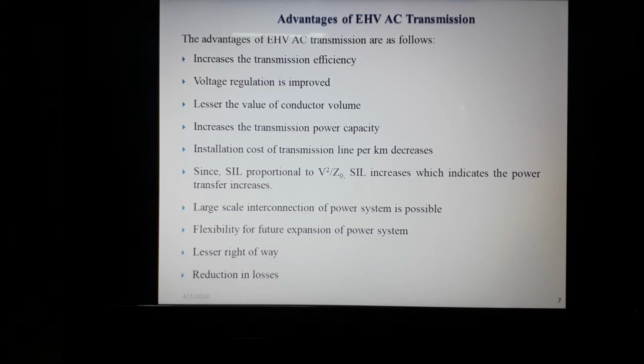Lesser right of way: fewer circuits are required to transfer the same amount of power in the case of 400 kV versus 750 kV. We can say that 750 kV will require fewer circuits as compared to 400 kV for the same amount of power and for the same distance. Reduction in losses: it is already discussed that the I square R losses are reduced due to the lesser current and lesser diameter of the conductor.